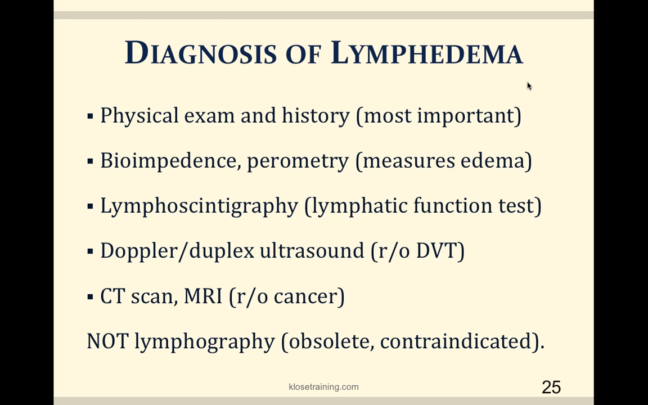Then we have ultrasound, CT scans, MRIs. Those are used to rule out other conditions, or DVTs, cancers. And then they used to do something called lymphography, but they don't do that anymore because some people had died from the shock of the dye that they were using.